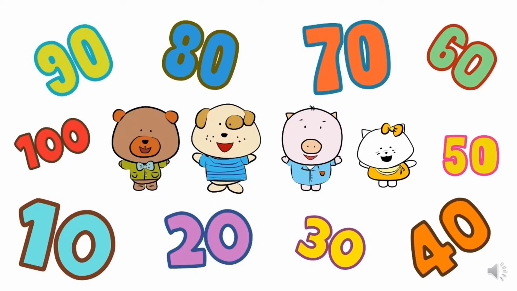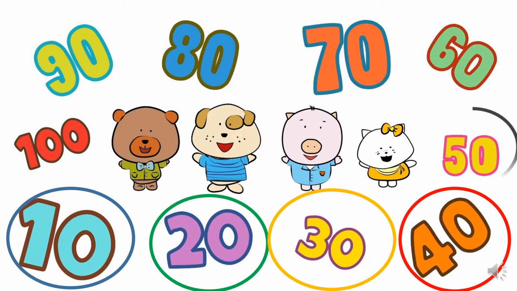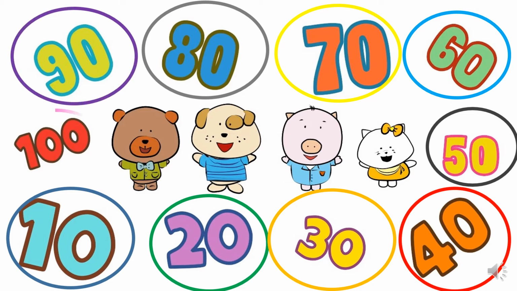So after looking at the 100 square and the pattern on the 100 square, I think we need to practice counting in tens. Ready? Join in with me. My first number when I count in tens will be 10, 20, 30, 40, 50, 60, 70, 80, 90, and 100. 100 is a 3-digit number.